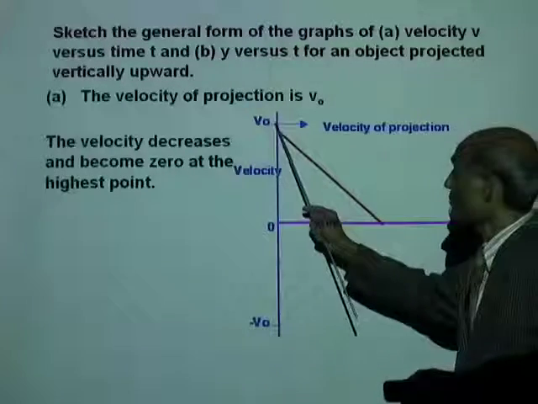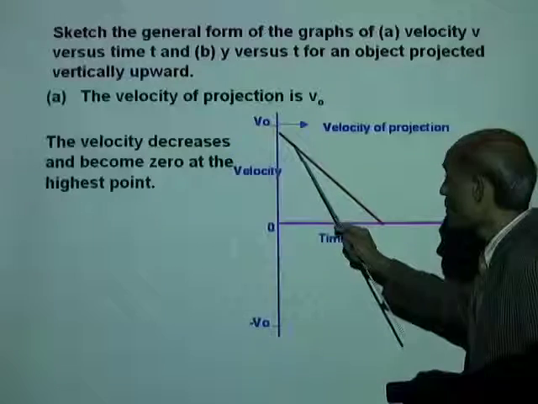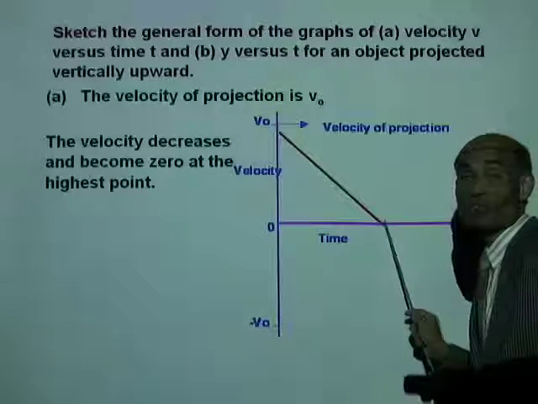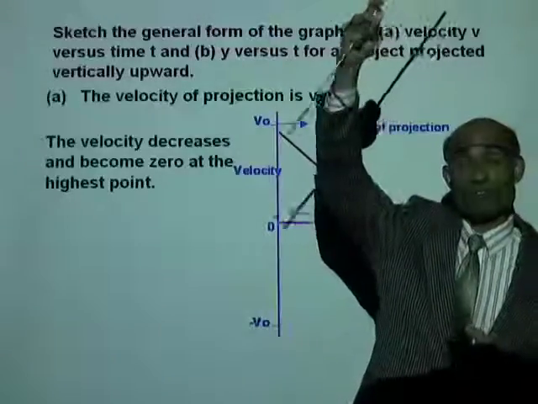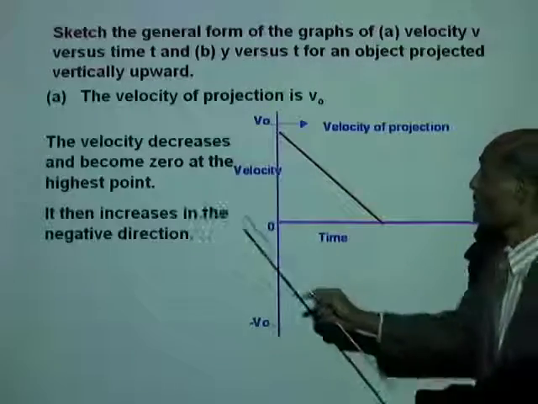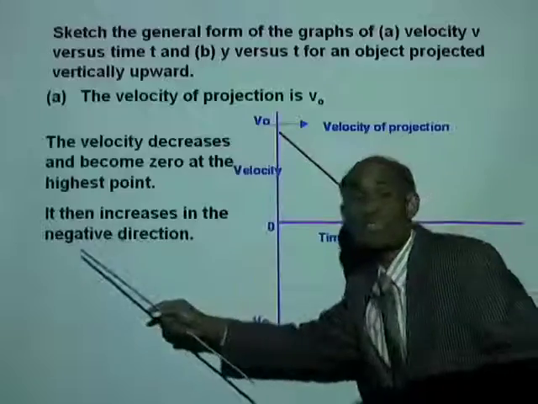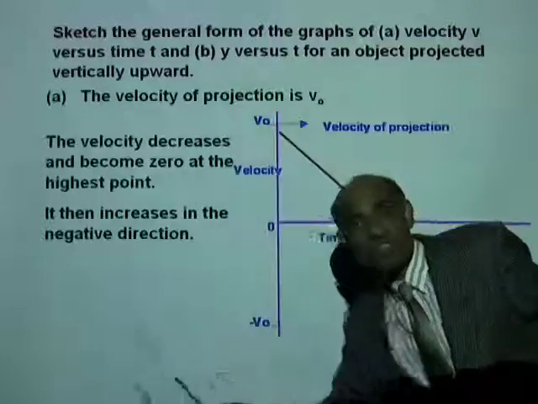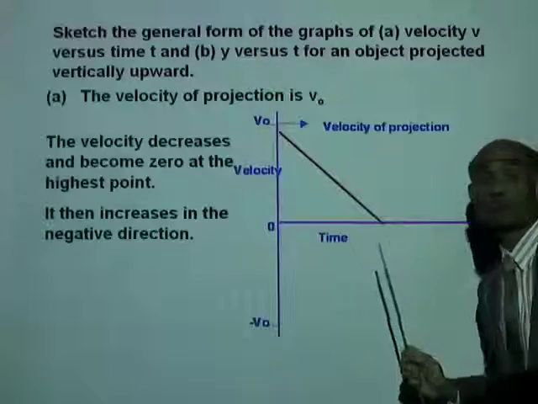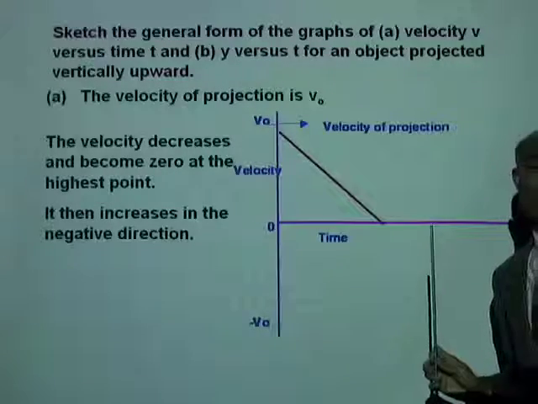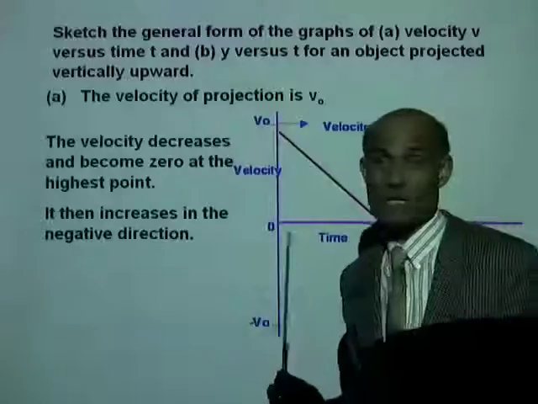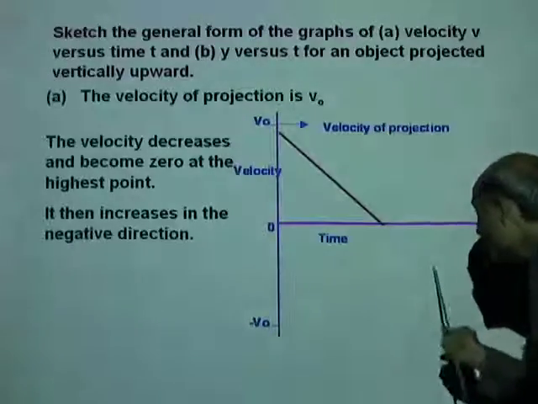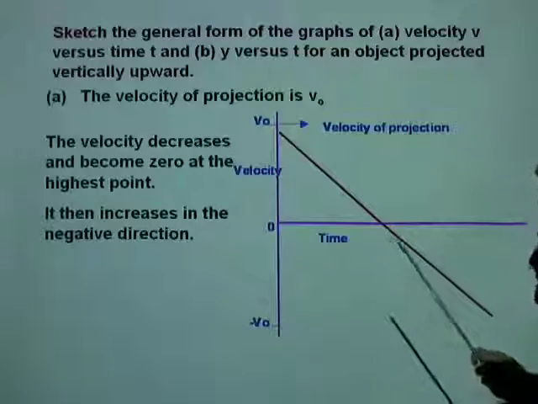Look at this. The velocity from V0 decreases to 0. And where is the velocity 0? At the highest point. And then on, the velocity increases in the negative direction, that means the velocity decreases. So how will the graph proceed from here? Alright, anybody tell me how is the graph going to go from here? It's going to go this way. That is the graph there.